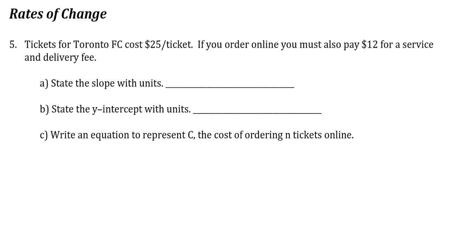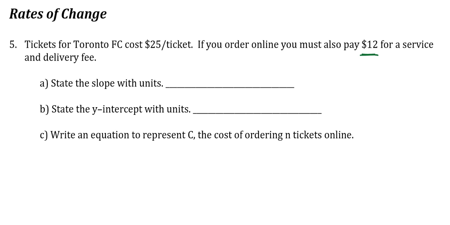Moving over to a totally different unit, when we talked about a lot of linear relations and rates of change and applications of rates of change and that sort of thing. So tickets for Toronto FC cost $25 per ticket. If you order online, you also pay $12. But that $12 is for all the tickets, okay? So it's a one-time service fee. It's not $12 per ticket. Now, in real life, it might be $12 per ticket. I don't know. This is kind of a made-up question.